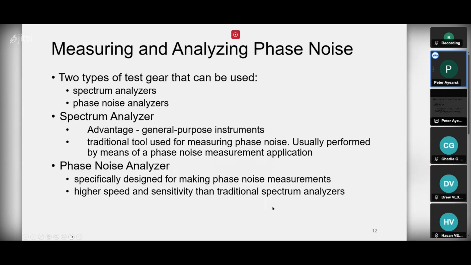So there's two types of test gear that we can use to measure phase noise: spectrum analyzers and phase noise analyzers. With the spectrum analyzer, the big advantage is it's a general purpose instrument. You can use it for other things. It is the traditional tool for measuring phase noise, and it's usually performed by means of a phase noise measurement application, which I didn't use. And then there's the phase noise analyzer. I didn't really look into that too much, but you can bet that they probably cost a small fortune, probably significantly more than a spectrum analyzer. I'm guessing, but I bet it is. And then again, you're talking about something that you don't use a whole lot, that's very expensive.